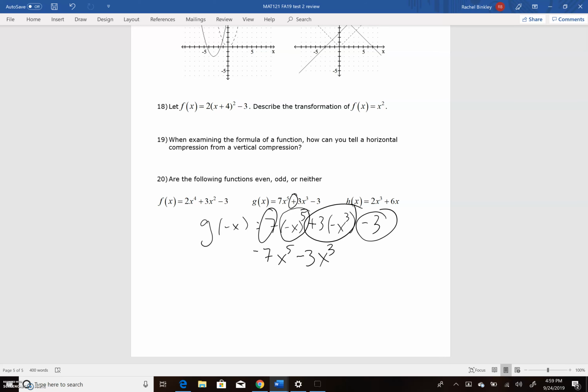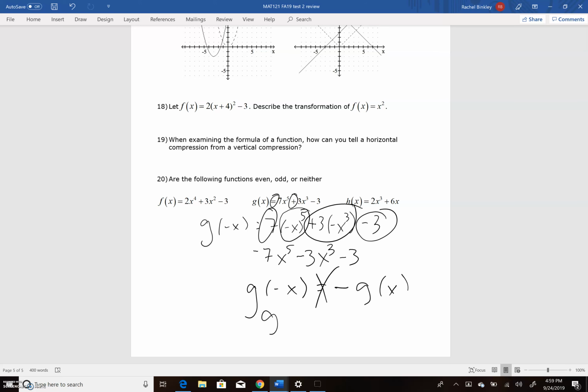So it was a positive, became a negative. This was a positive, became a negative. But the problem is this negative 3 at the end, that's a constant, so that's just going to stay negative 3. So each term has not become negative. So g of negative x is not equal to negative g of x. They are not equal to each other, which means it's not odd. It is also not even, so this is neither.